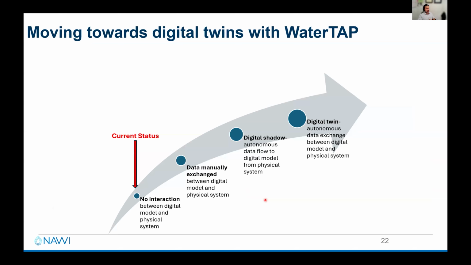Now, let's shift gears and talk about some other areas that WaterTAP is looking at. So we're looking at digital twins, right? Currently, for the most part, we lack interaction between our digital models and physical systems. Sometimes we have collaborators send us data to do calibration and inform our modeling, similar to what we did with Zahi and James. But we want to move towards two-way digital twins in the long run, right? So autonomous data exchange between digital model and physical system.